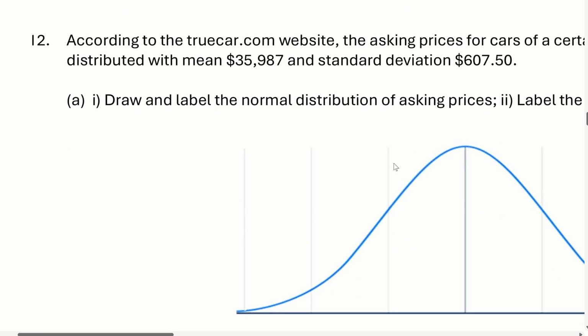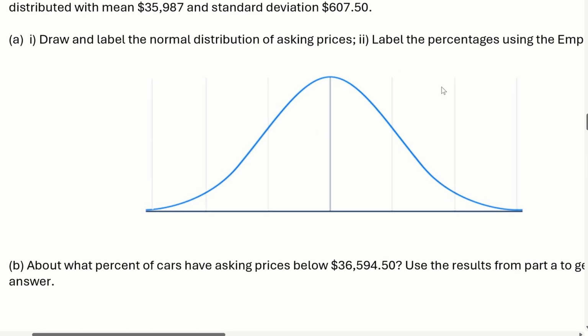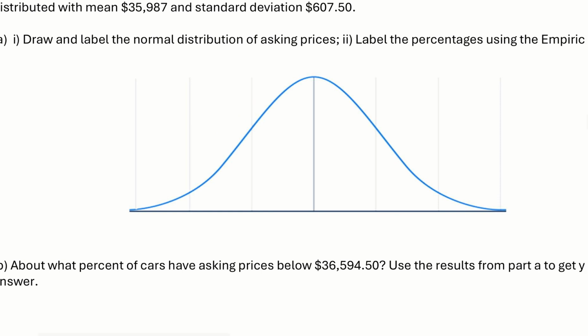All right, so number 12. According to the TrueCar.com website, the asking prices for cars of a certain model are approximately normal, with a mean of 35,987, standard deviation 607.50. Draw and label the normal distribution. Label the percentages using the empirical rule. All right, so we got a mean here, 35,987, and we're adding the sigma here, and we're subtracting the sigma there, right? And we're using these lines as our guidelines.